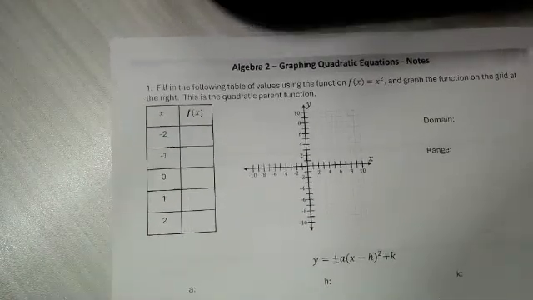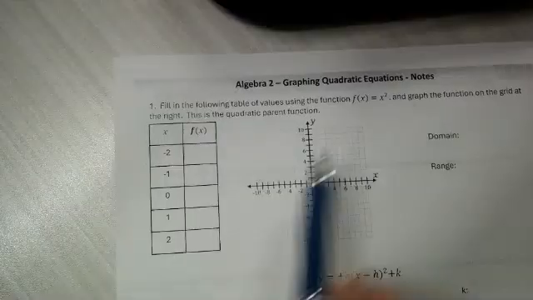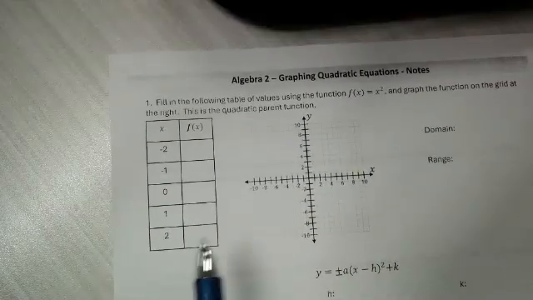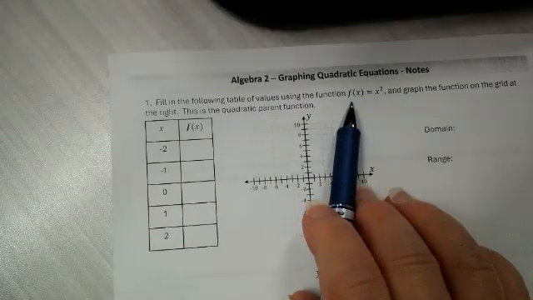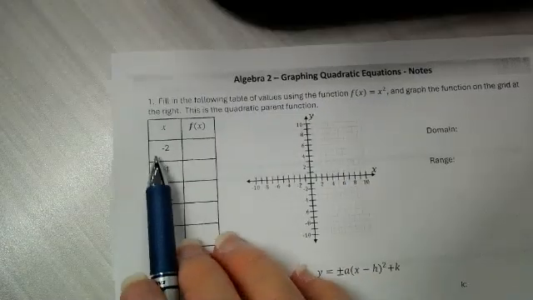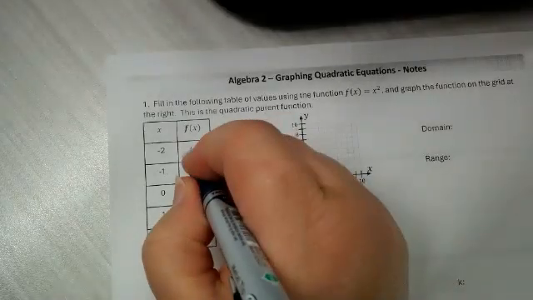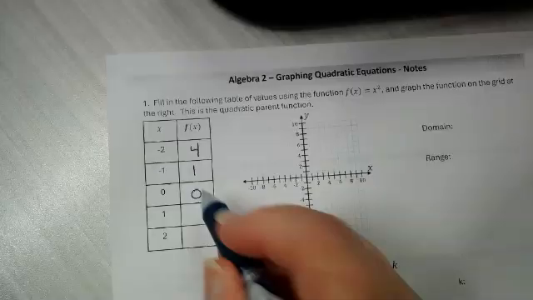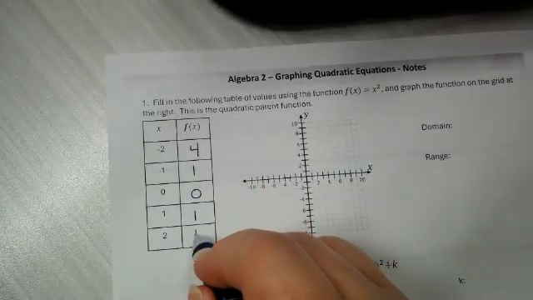Today we're going to learn about graphing quadratic equations. So we're going to start off with our parent function, and we have a little table here that gets us our original points. So it's f of x equals x squared. So negative 2 squared is 4, negative 1 squared is 1, 0 squared is 0, 1 squared, 2 squared.